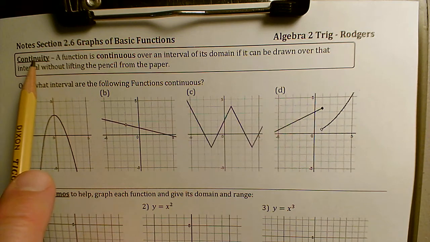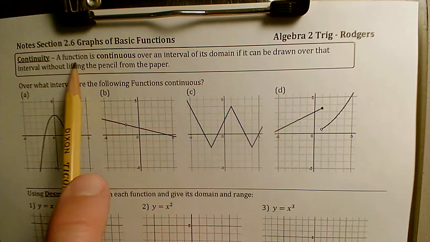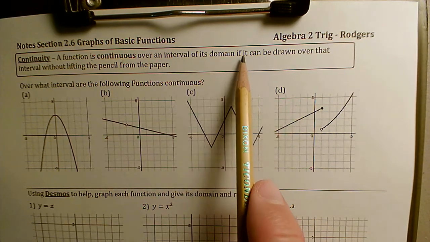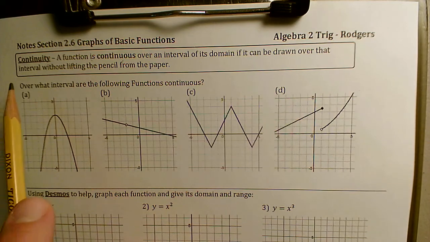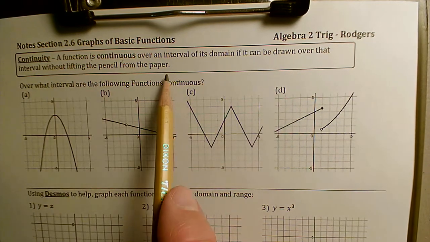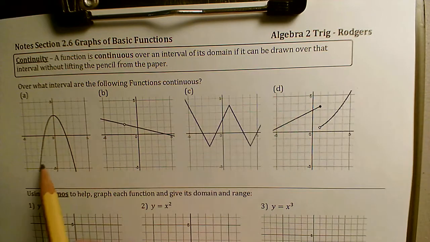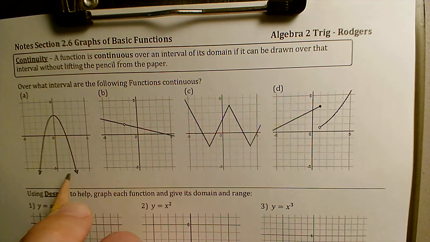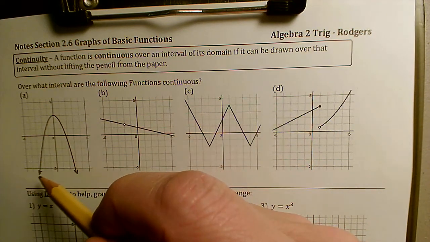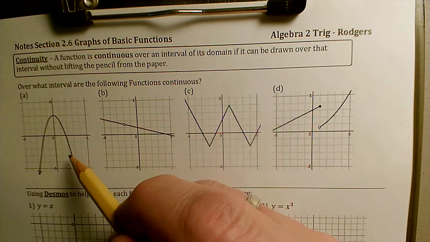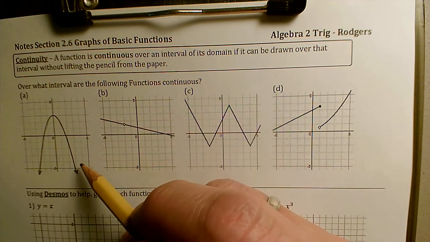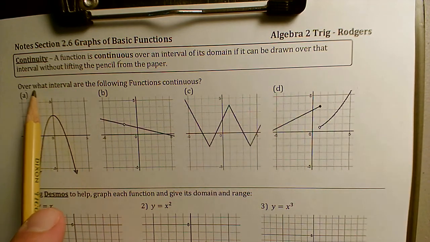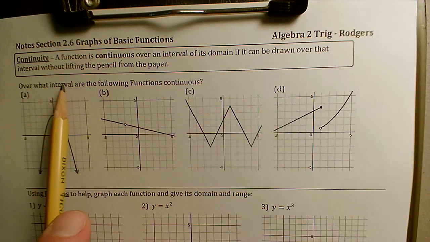You can see the word in there, continue, kind of continuous. A function is continuous over the interval of its domain if it can be drawn over that interval without lifting the pencil from the paper. Remember these have arrows on the end because they go on forever. If I can draw the whole thing without lifting my pencil, then it's continuous on that particular interval.